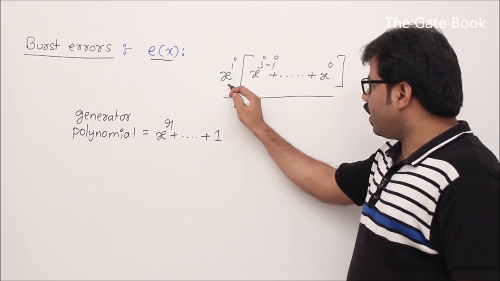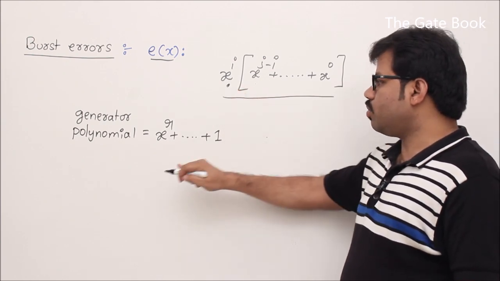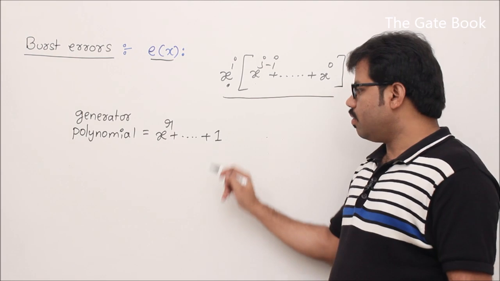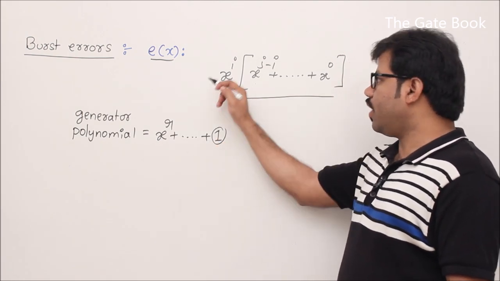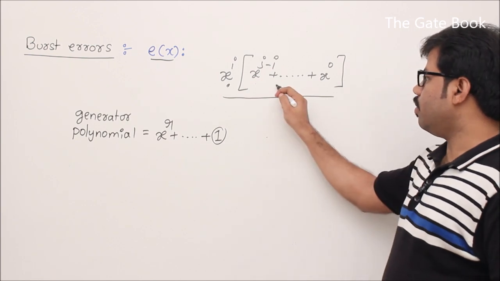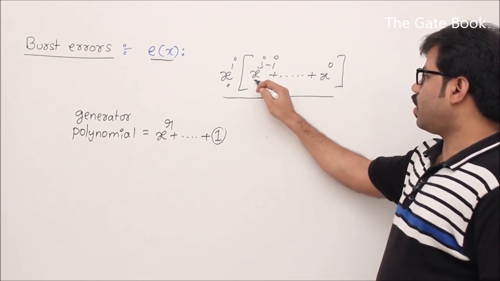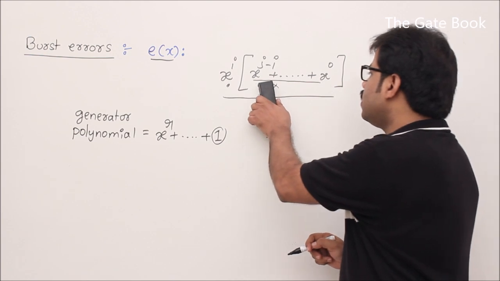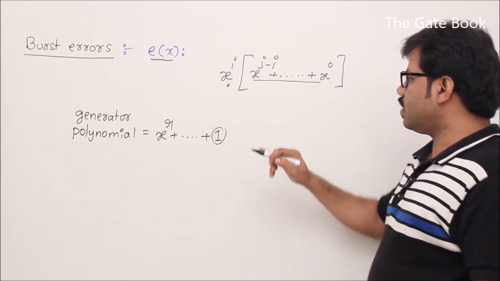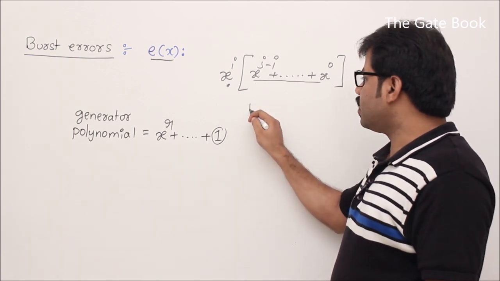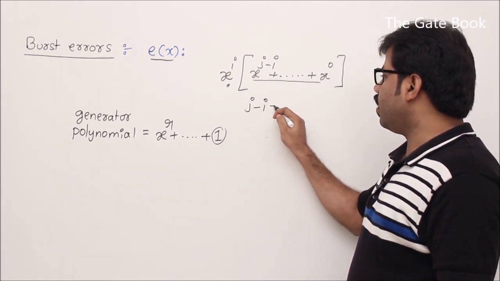Now this x power i definitely cannot be divisible by our polynomial. Why? Because we have 1. Already I told you, whenever a polynomial contains 1, it can't divide x power i. Now our target becomes this part, right? Now let's see this one with various cases. So in that j minus i, we assume some variable L, okay?